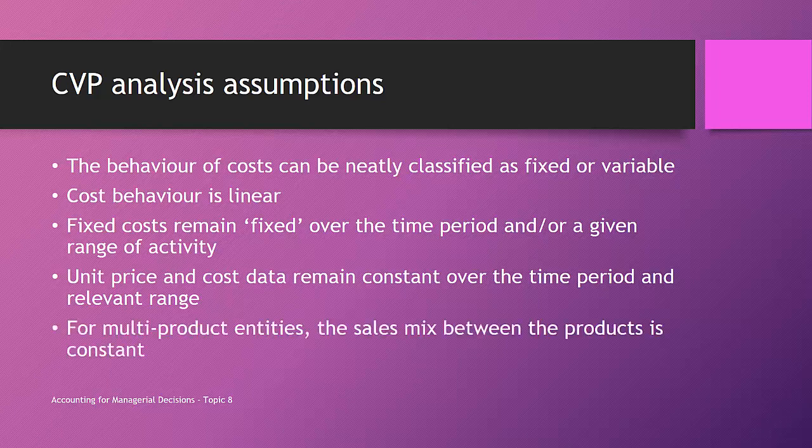And for multi-product entities, the sales mix between the products is constant. In reality, that's unlikely to be the case, but we have to assume for modeling purposes that these things are. Now, the neat thing is, if you're using a spreadsheet type program, you can run different sensitivities. You can allow different things to change in your model, and just see what happens and what changes as you change your cost structure, you change your sales mix, just to see what that does to things.